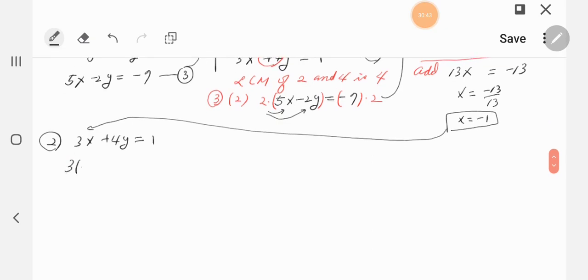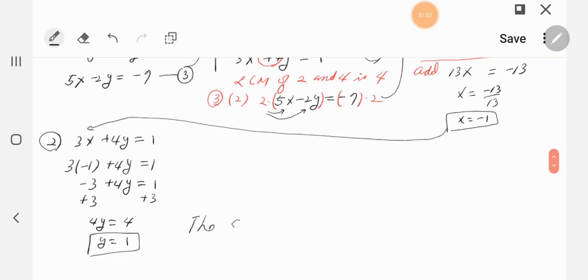So 3 times negative 1 plus 4y is equal to 1. Then negative 3 plus 4y is equal to 1. So plus 3 each side. So 4y is equal to 4. Then y is equal to 1, right? So we got the y value. So the solution is x is negative 1, y is 1.